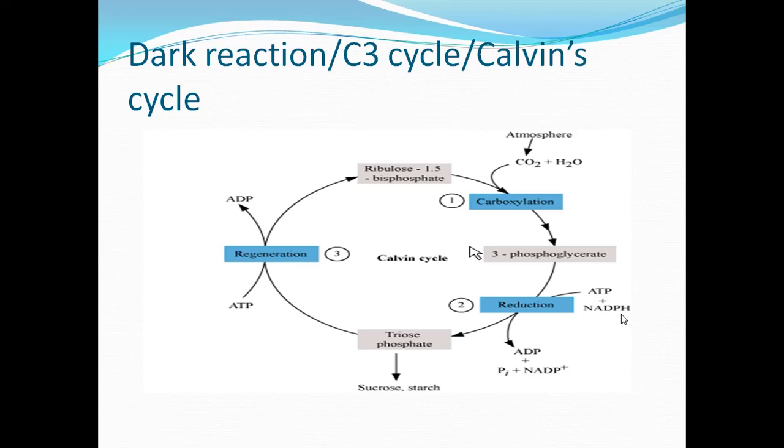one molecule of glucose. This cycle is also called the C3 cycle because the first stable compound in this cycle is 3-phosphoglycerate, which is a 3-carbon compound. That is why the Calvin cycle is also called the C3 cycle.